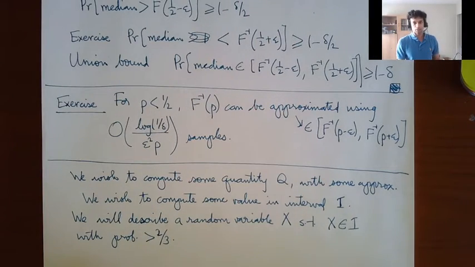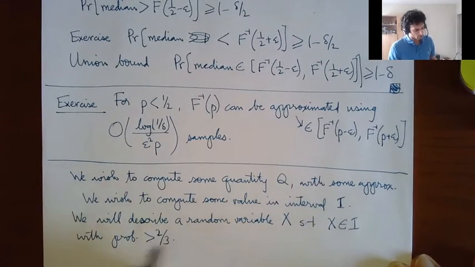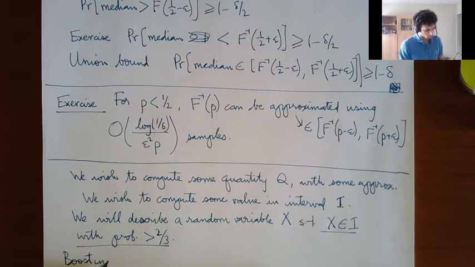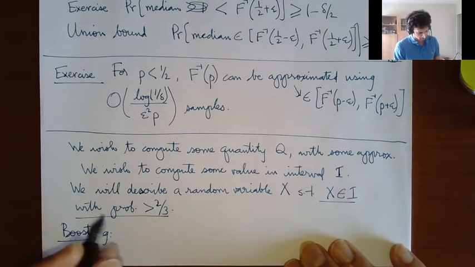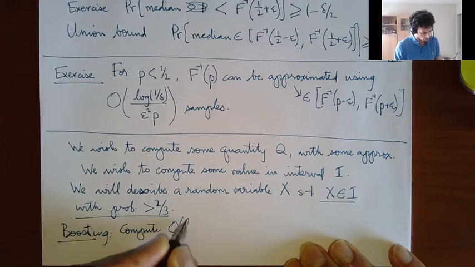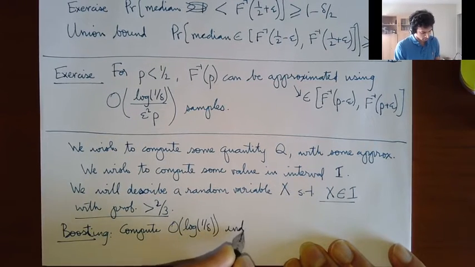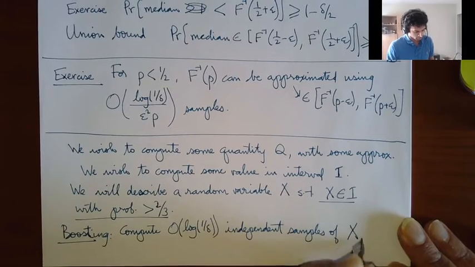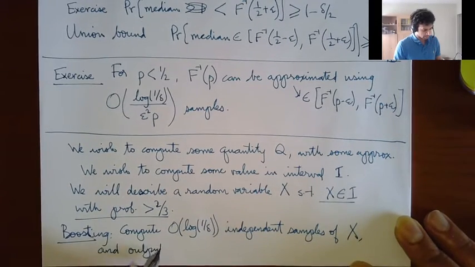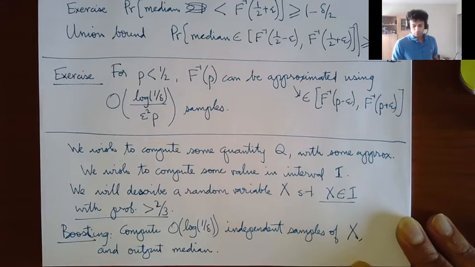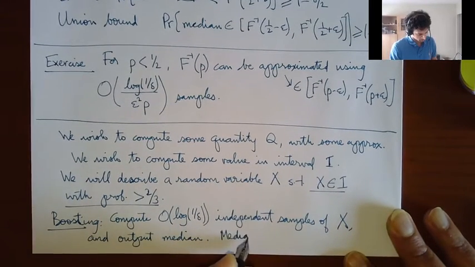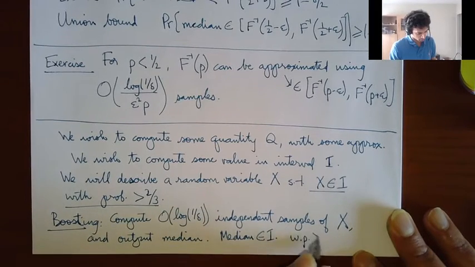Well, you simply use the median trick. The boosting of the probability is done by computing O of log 1 over delta independent samples of x and outputting the median. And the median will be in the interval with probability at least 1 minus delta.